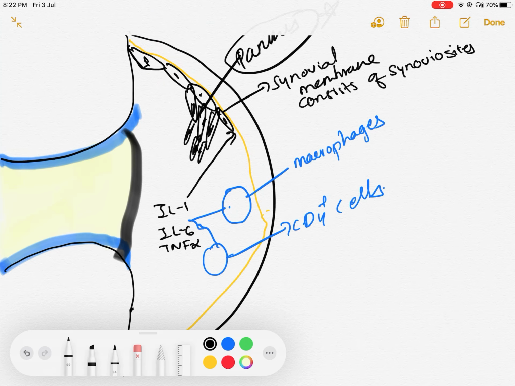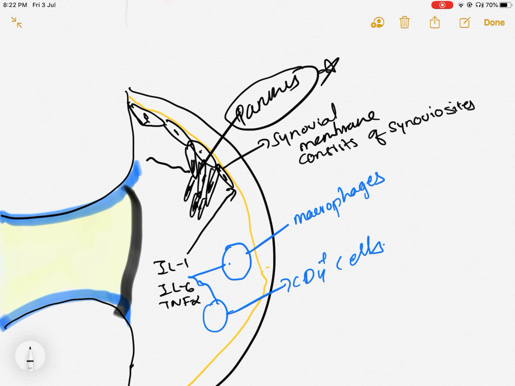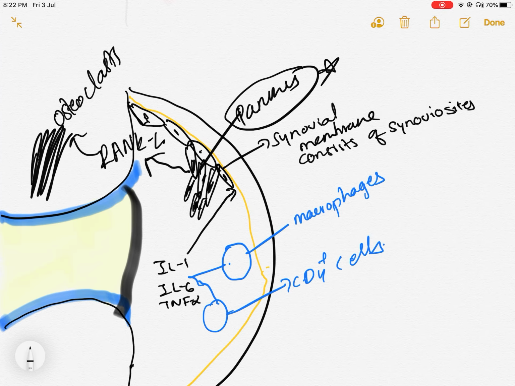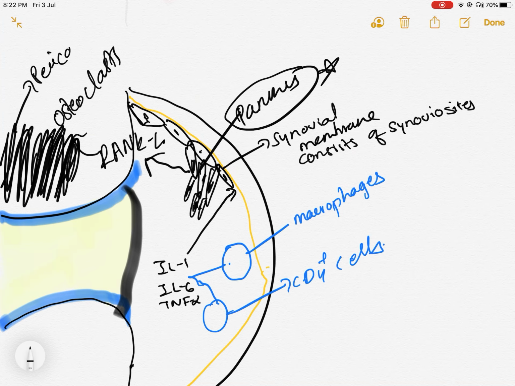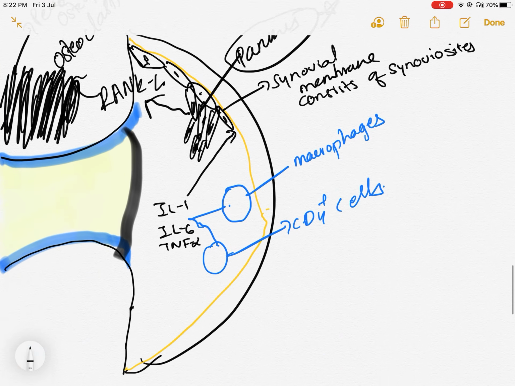Okay. The next thing the synoviocytes do is that they start expressing RANKL. RANKL activates osteoclasts. This results in osteopenia around the joint, that is called periarticular osteopenia, which can be seen on X-ray.